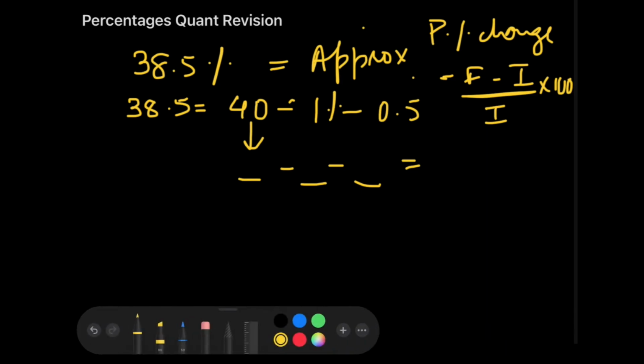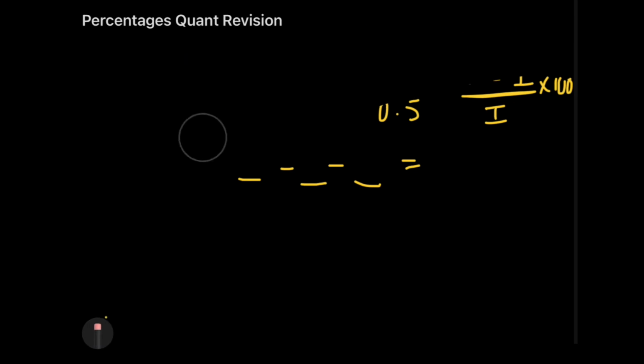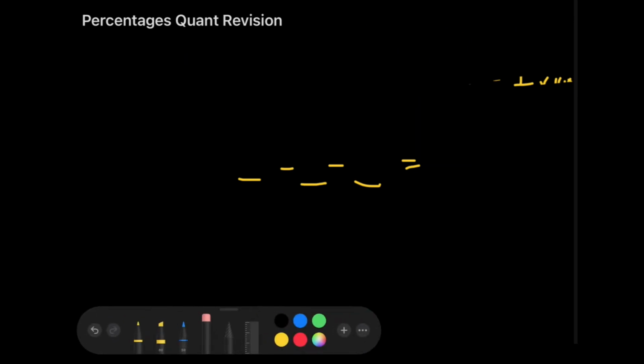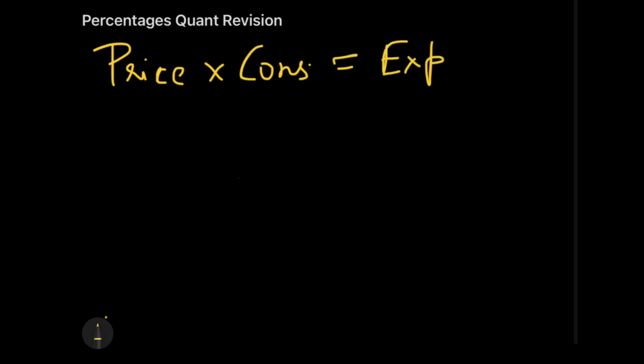So let me just clear this off and help you with the other thing, which is prices and consumption. You must be knowing that if I have a price and I have the consumption value, price times consumption equals your total expenses, correct? In one of my time speed distance videos, I told you this is the same relation, A into B equals C. If one thing increases, the other should decrease to keep the product constant.